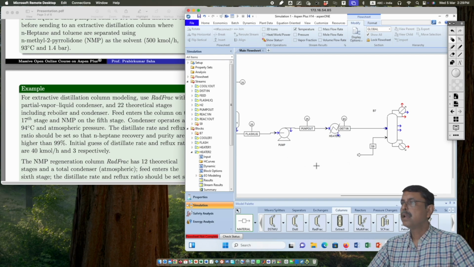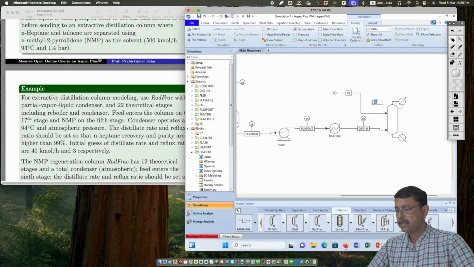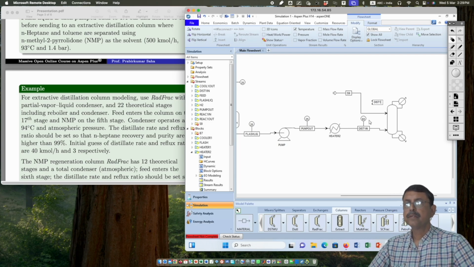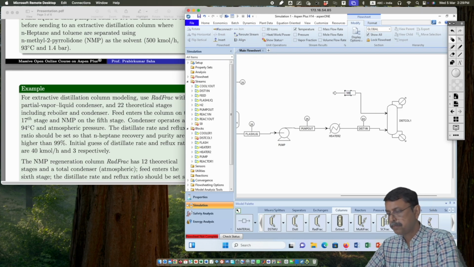Now it is said that NMP enters on the 5th stage and feed enters on the 17th stage. So in order to make it visually correct, we will take it over here, and this one we will connect over here. Let us pull it to some extent. So this is the dist 1, or dist col 1. And this is NMP.